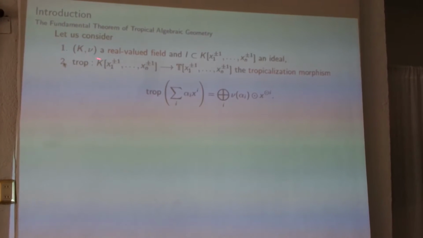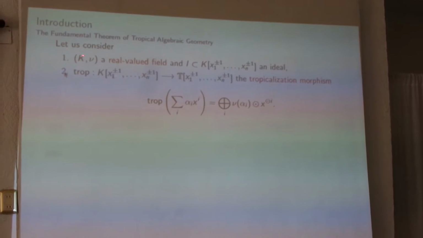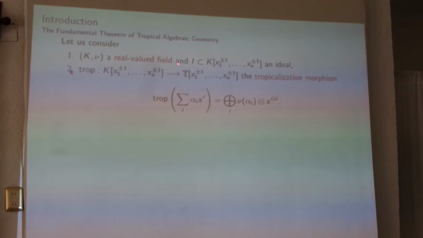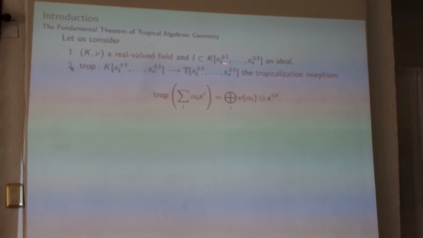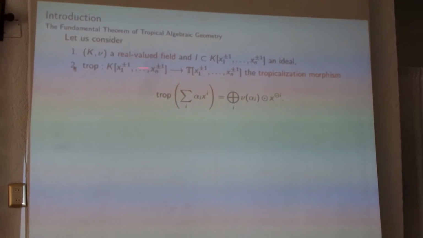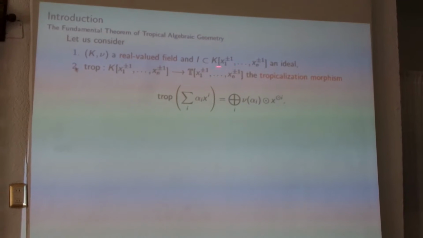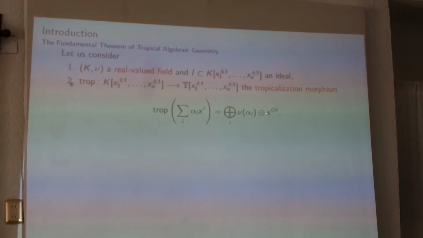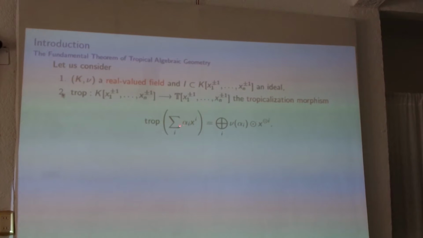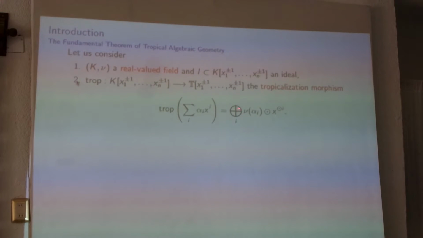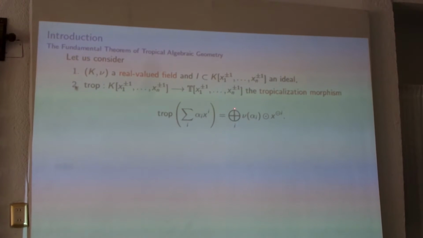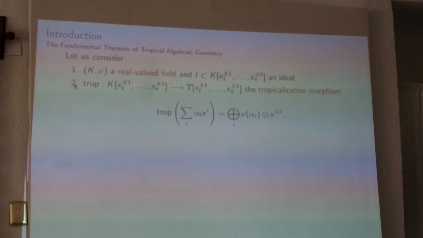Let us consider a real valued field, here k, together with a real valuation. And I will consider an ideal of the ring of Laurent polynomials over k. And I will construct what this morphism of tropicalization is classically. We take a polynomial here, and the only thing we do is we send these coefficients from k to R using the valuation, and we change plus with min, and we change products with the tropical multiplication.